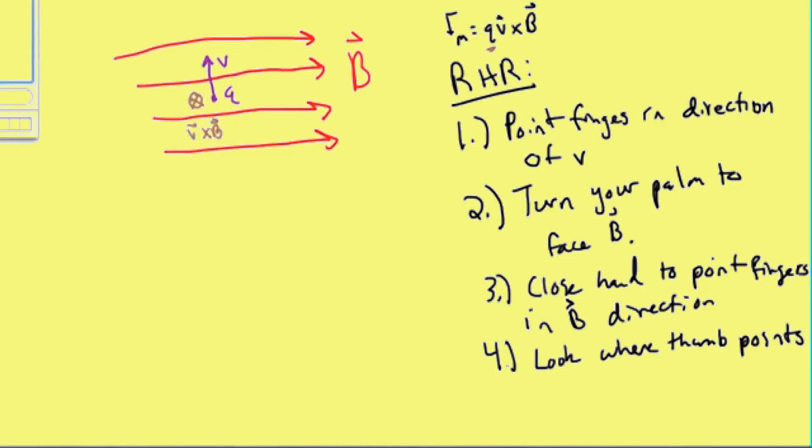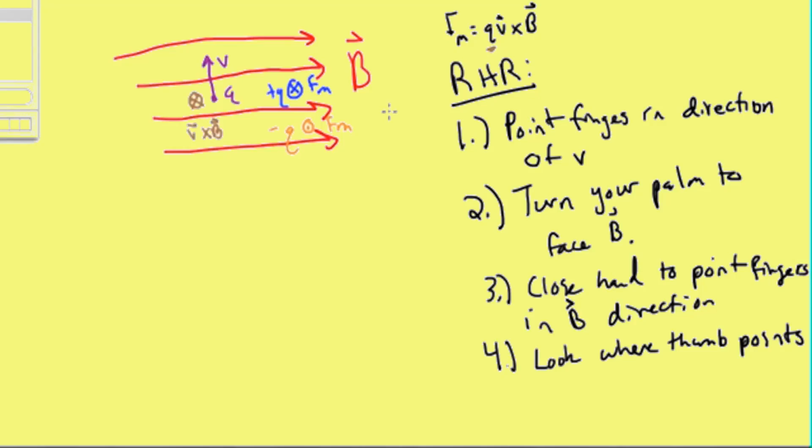So this will be the direction if it's positive Q. So if this is positive Q, so say plus Q, then the direction of the magnetic force, or the Lorentz force, will be into the screen. And then if it is minus Q, then it will be out of the screen, coming right at you.